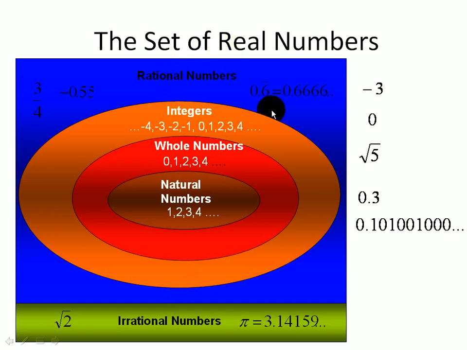Point 10, 100, and 100 is an irrational number because it never terminates. On the other hand, this one terminates, and therefore it is a rational number and a real number.